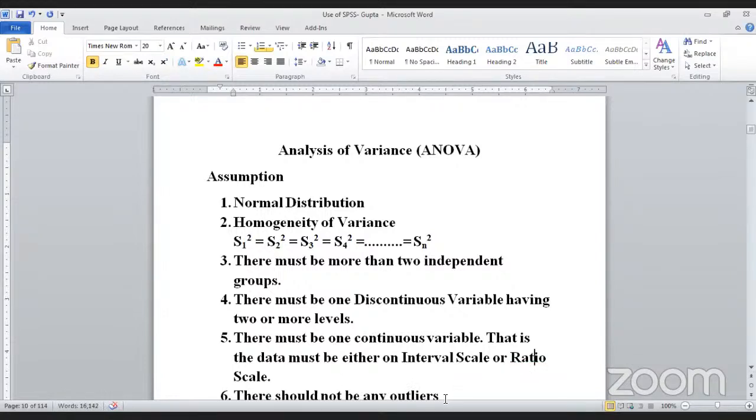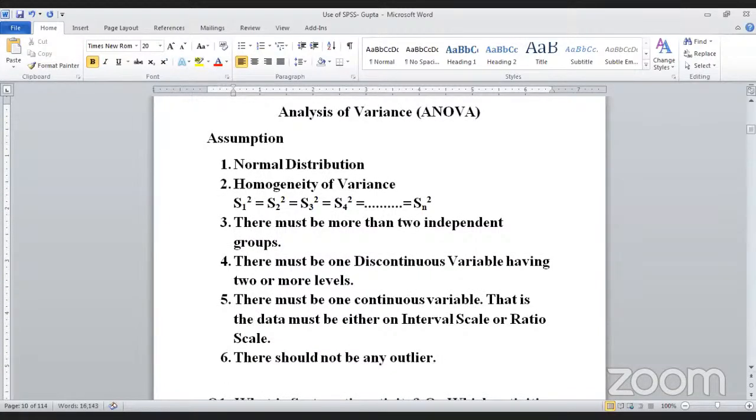There should not be any outliers. Now, these are the assumptions which your data should fulfill whenever you want to analyze your data with the help of analysis of variance. Here, I have said that there must be two independent groups.